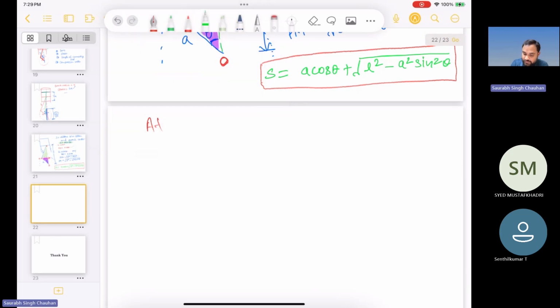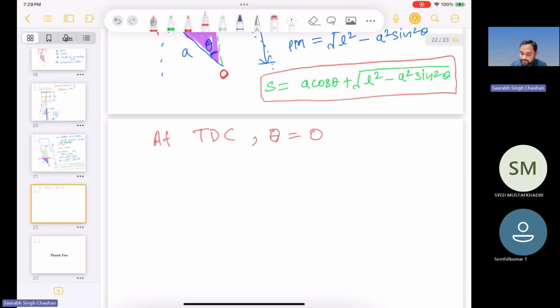When the piston is at top dead center, theta will be equal to 0 or 360, right? So S will be equal to A plus L, right? At bottom dead center, S will be equal to L minus A, right?